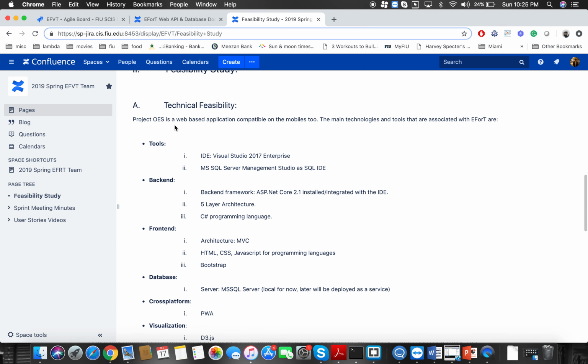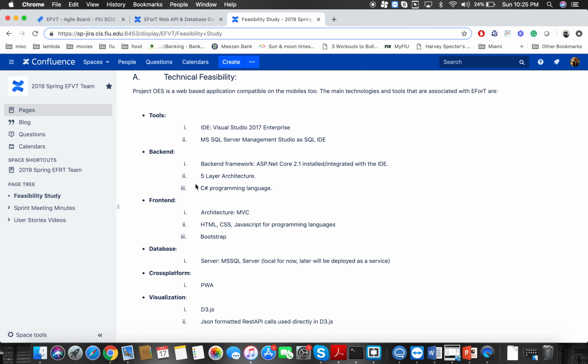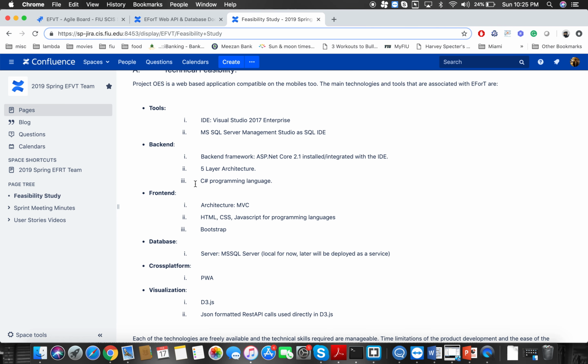So the tools we are using here are Visual Studio 2017 Enterprise, which is the IDE, and for the SQL we are using SQL Server Management Studio. For the backend we'll be using ASP.NET Core 2.1, which is integrated and installed within the IDE, with a five layer architecture using the C# programming language.